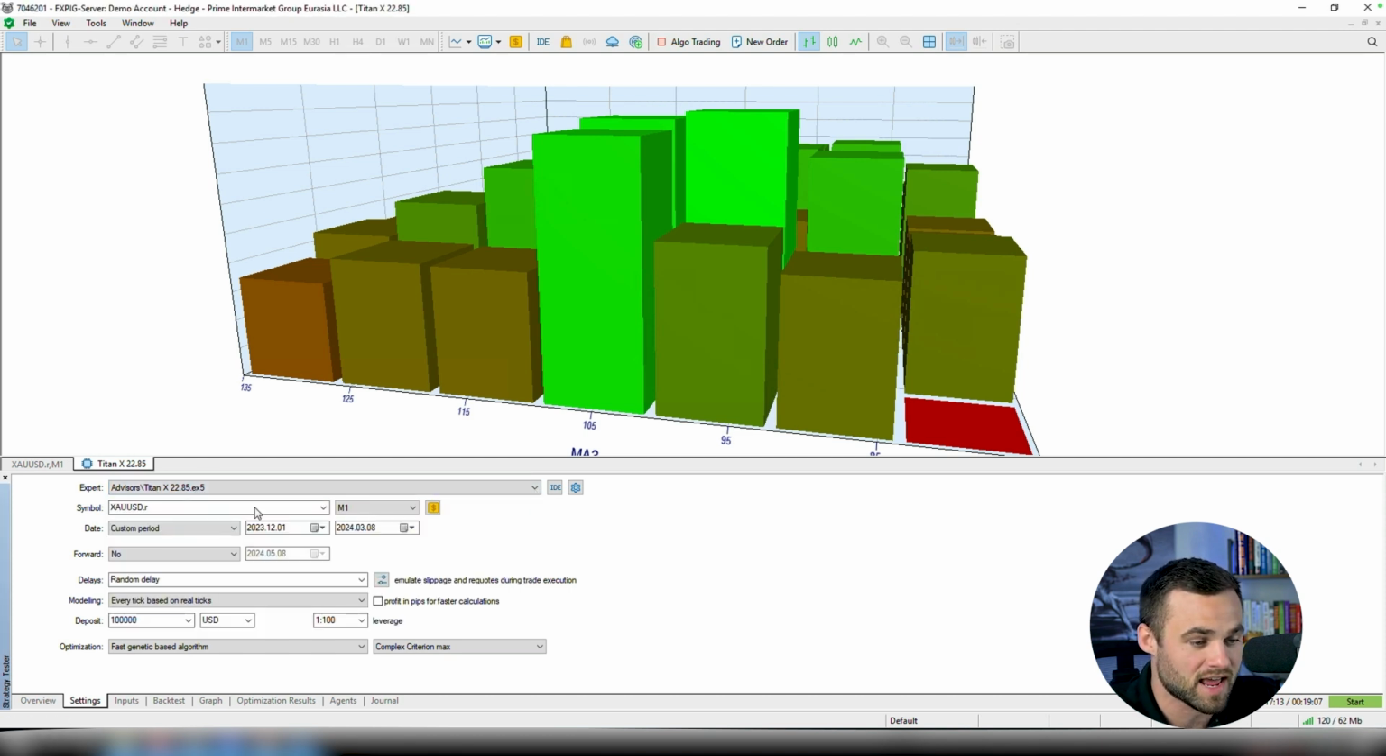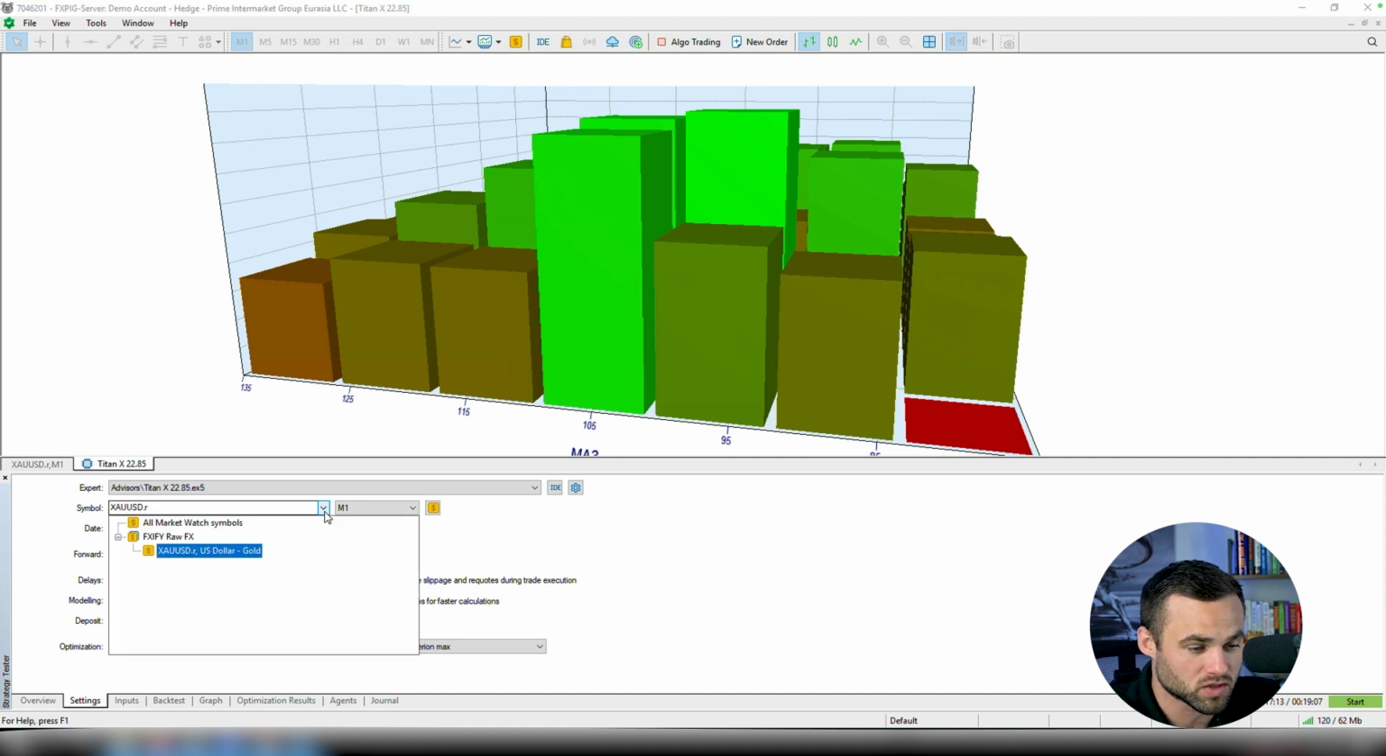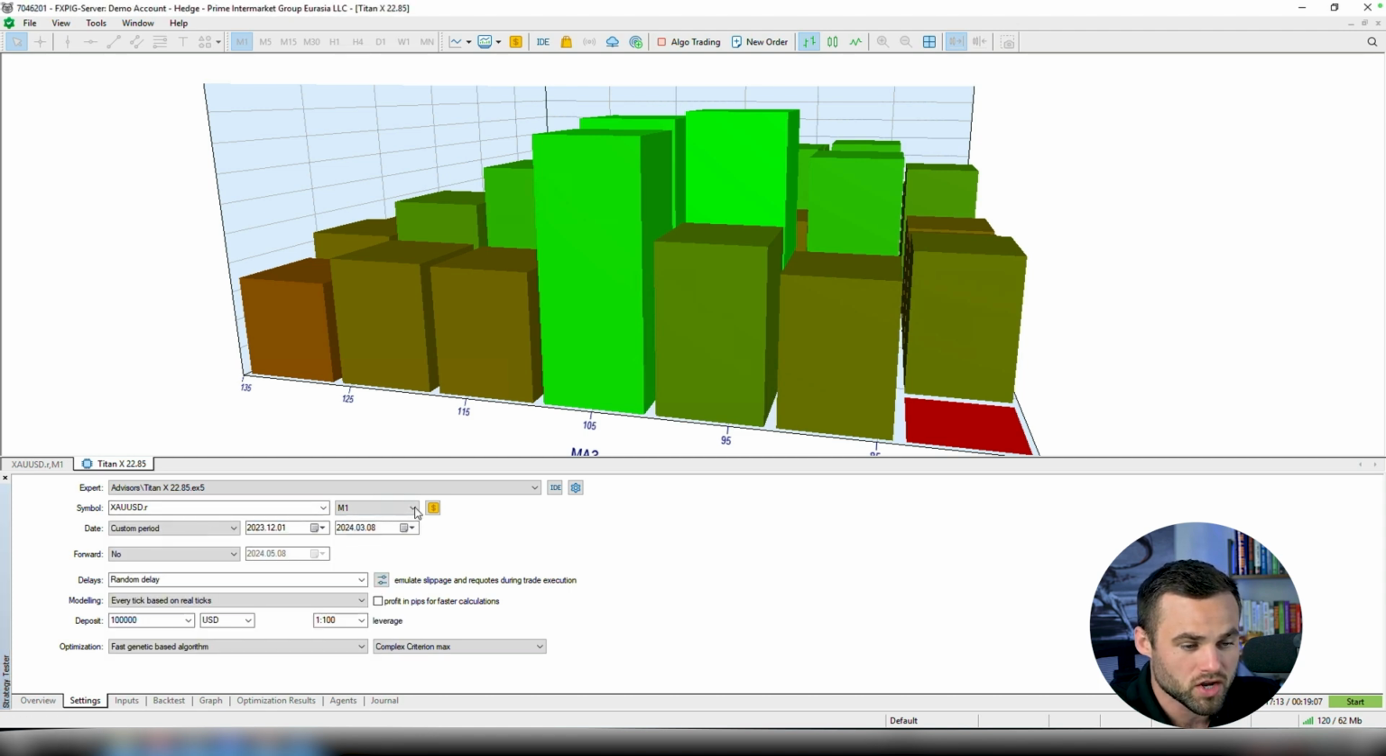In this case, this is Titan X. You're also going to select your symbol. In this case, it's gold. You're going to select the time frame here. And then just for the purposes of this video, I've gone ahead and done a 3-month backtest period here. Obviously, you may want to do a longer period, but just to speed up the process, I've actually just done 3 months, but you can select your period here.